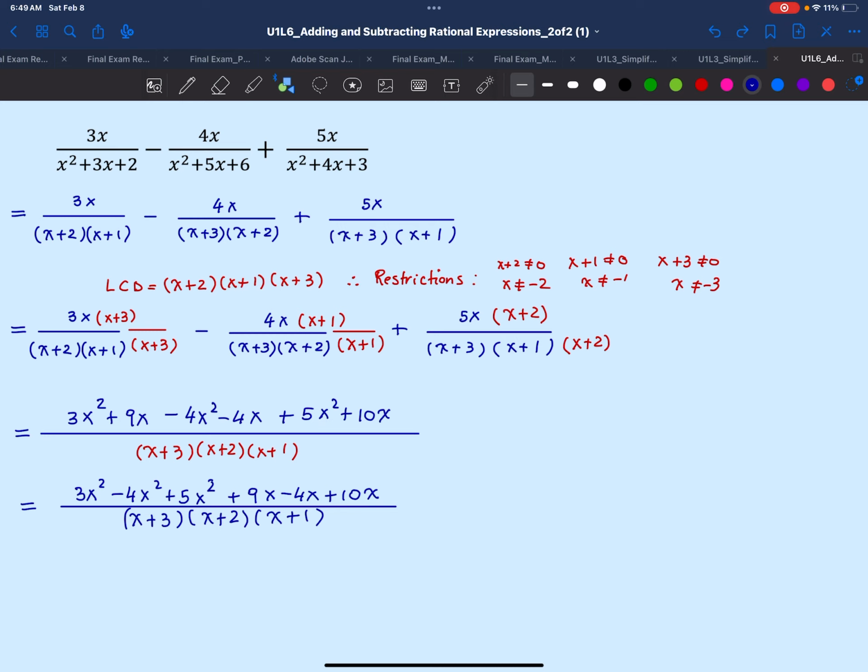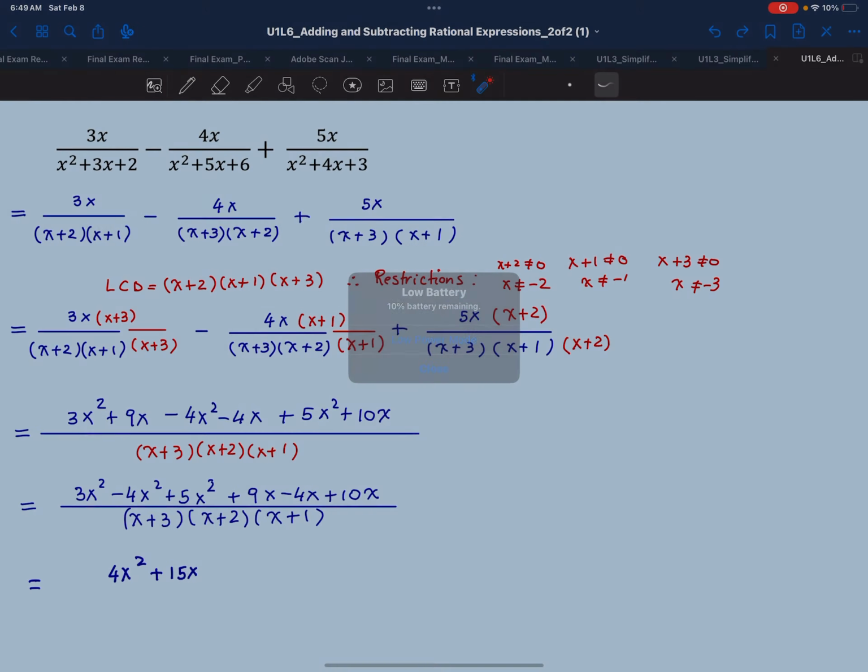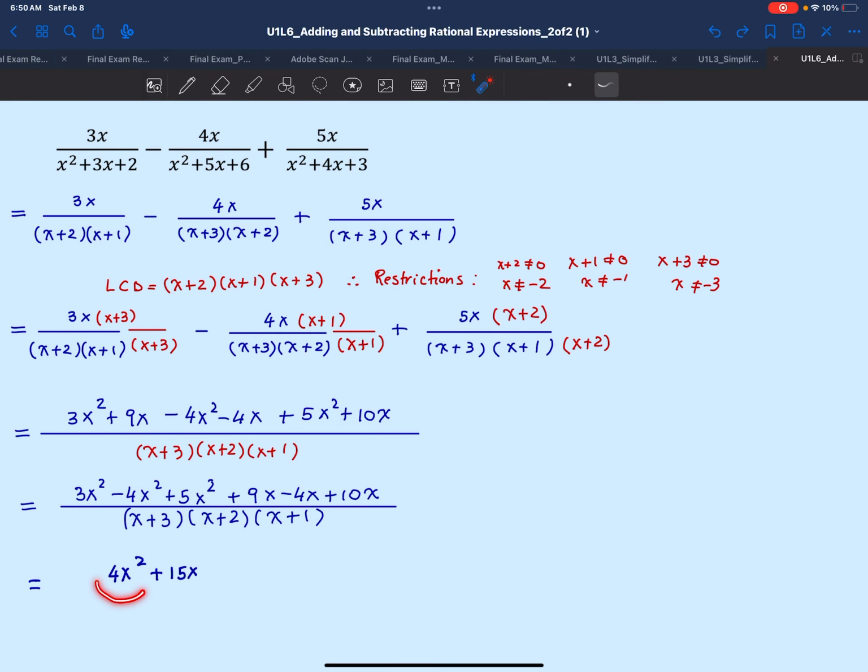So next we will want to simplify the numerator a little bit more. We have 3x squared minus 4x squared plus 5x squared equal to 4x squared. And then 9 minus 4 is 5, plus 10 is 15. And again, everything under the denominator x plus 3, x plus 2, and x plus 1.